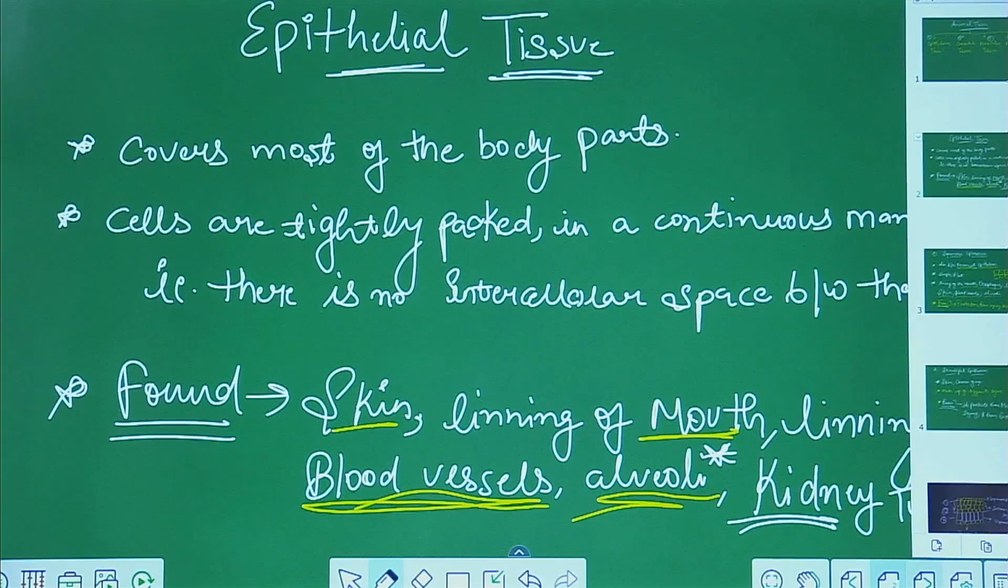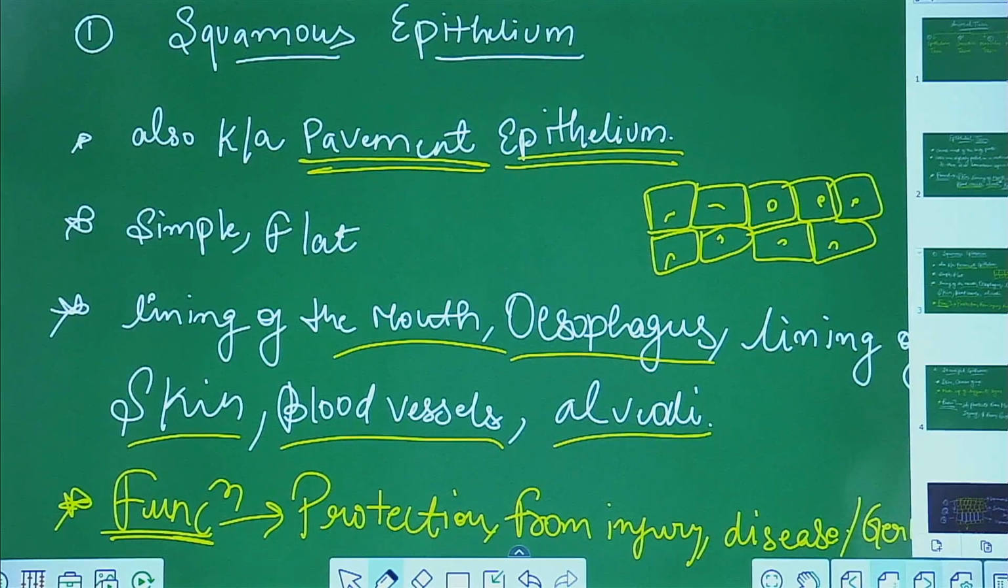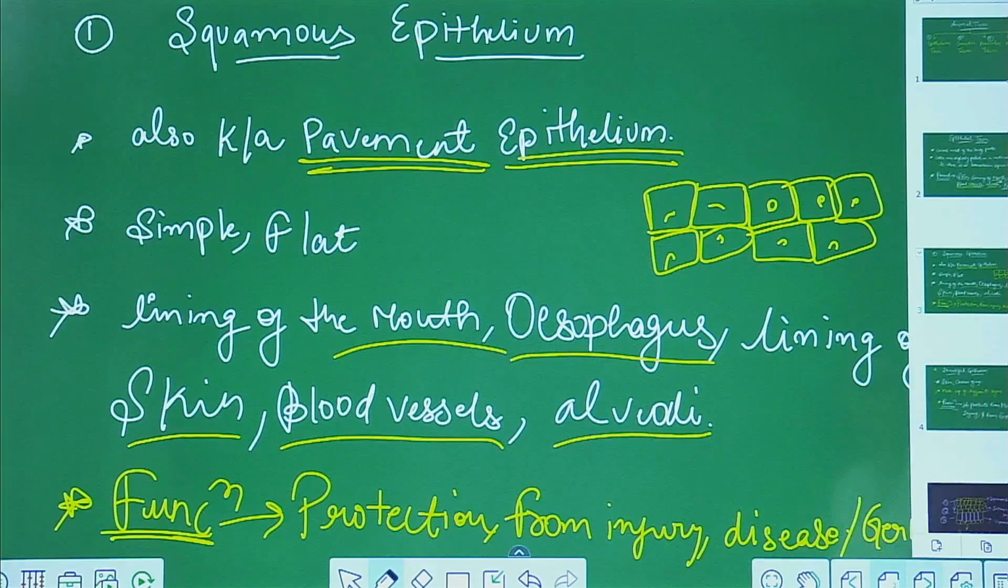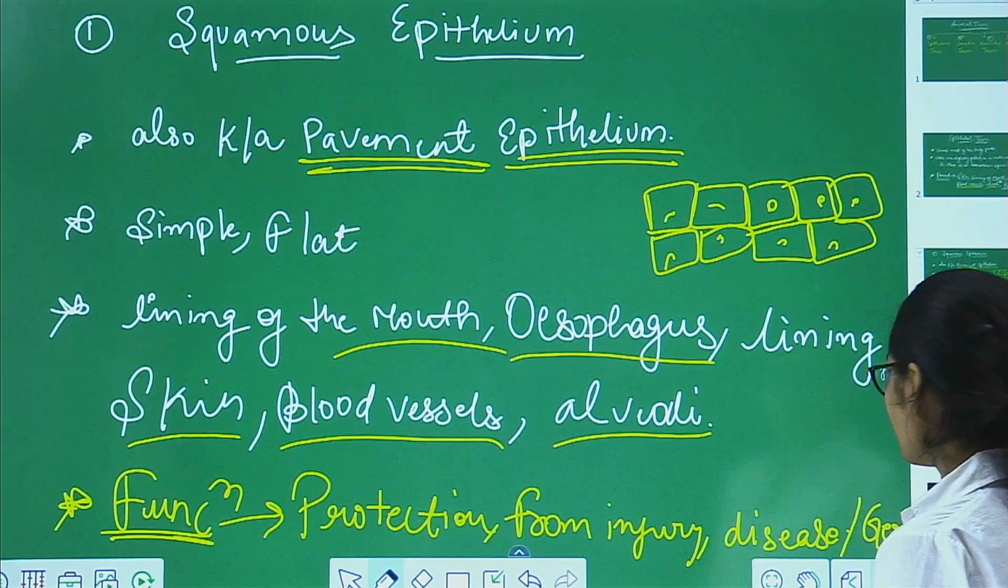Yes. So skin, lining of mouth, lining of the blood vessels and kidney tubules, right? There they found. Then children, talking about the squamous epithelium, they are also known as pavement epithelium. They are simple, flat, and yes, they are found in the lining of mouth, sorry, it's esophagus, lining of skin, blood vessels, alveoli, okay, and yes, their function is to protect from injury, disease, or you can say germs.